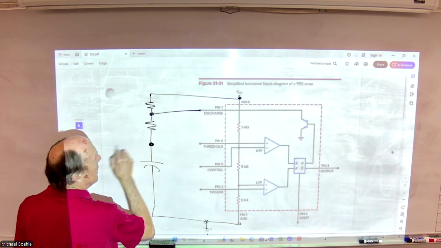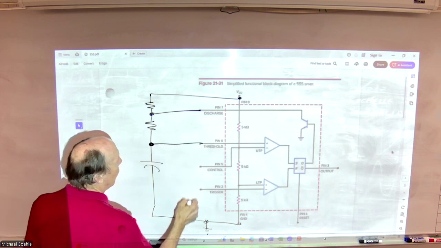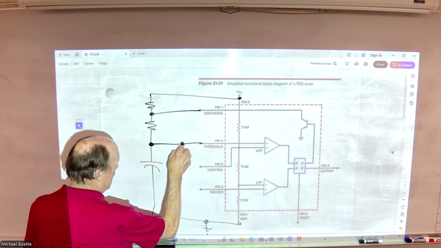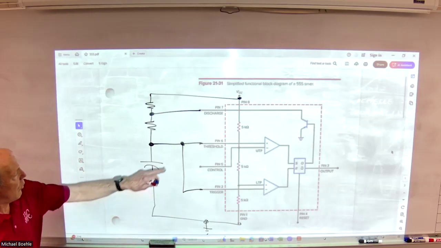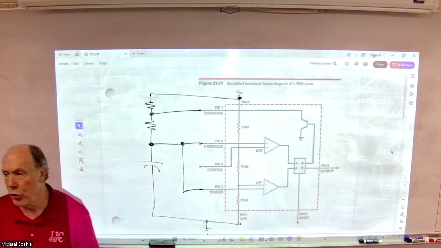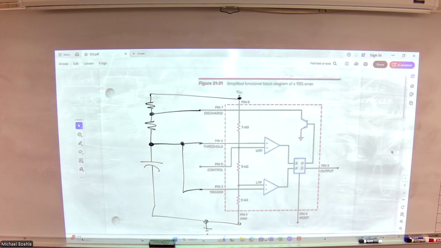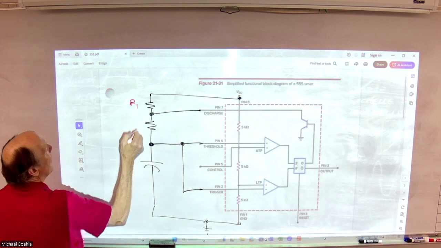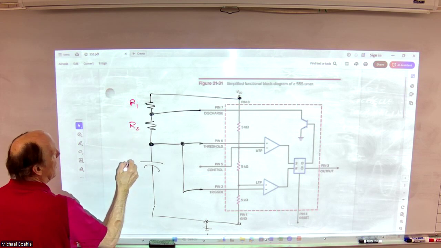My capacitor goes to pin 6, the threshold, and the trigger, which are basically the two inputs to my comparator. I just want to get my labels correct here: R1, R2, C. So this is R1, R2, and capacitor.